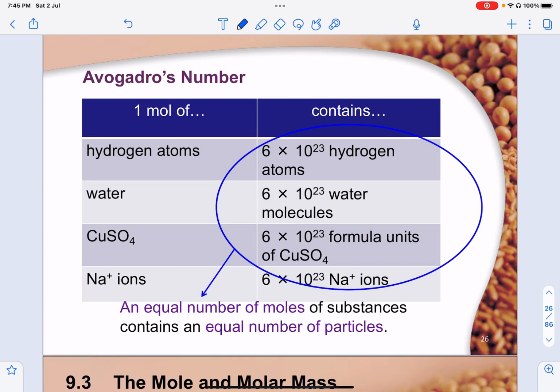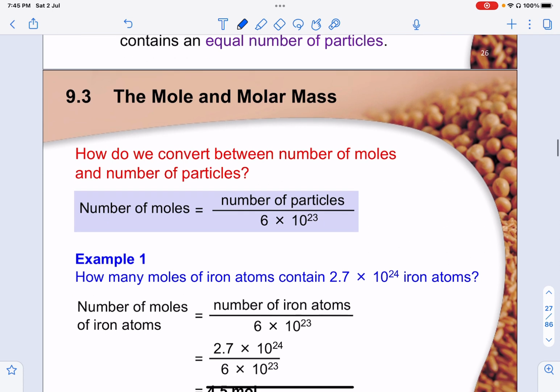Whenever we talk about 1 mole, regardless of whatever elements or condition, it will always contain the same number of particles. There's actually a formula that you can relate to, where the number of moles equals the number of particles over 6 times 10 to the power 23. This is constant, it will not change. This can be derived from another formula, and the number of particles can only be calculated from here.